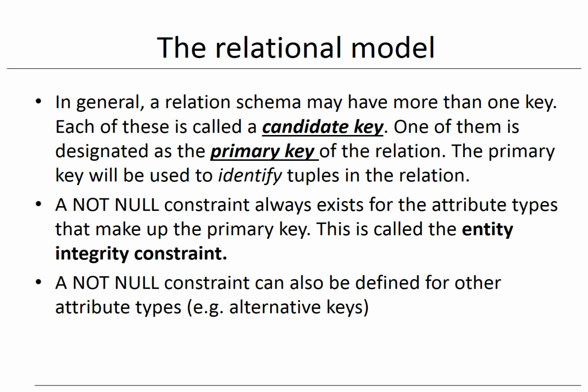The attribute types that make up the primary key should always satisfy a not null constraint. Otherwise, it would not be possible to identify some tuples. This is called the entity integrity constraint. A not null constraint can also be specified for the other attribute types, such as the alternative keys.